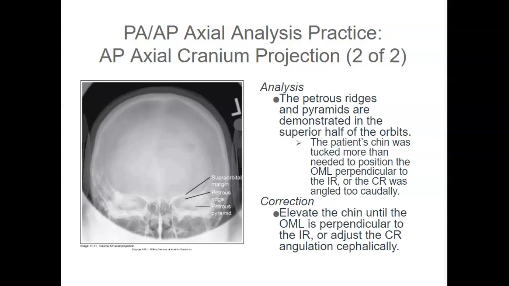So to correct this, we're going to either adjust the central ray, because this is an AP axial projection, so you could have the central ray not at a 15-degree angle with the OML, or you're going to elevate that chin until the OML is perpendicular to the IR.